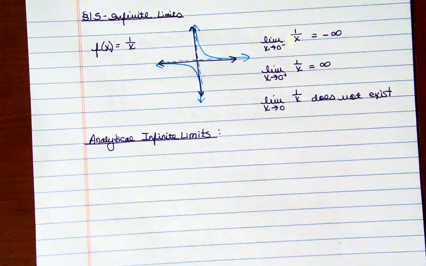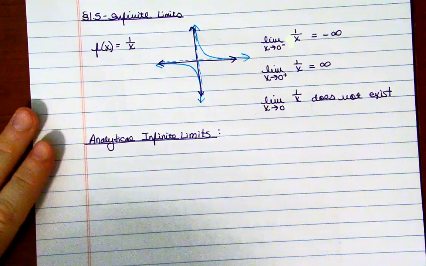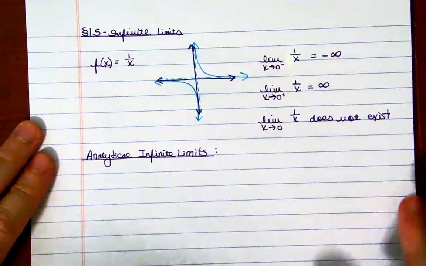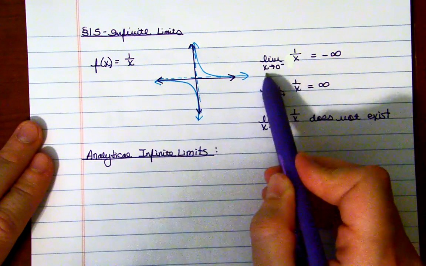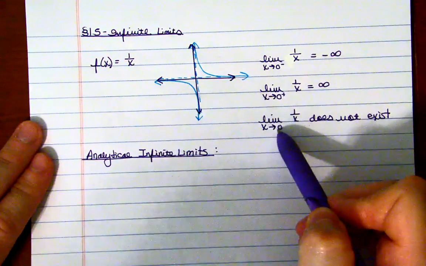So now that we know how to find these infinite limits from graphs and tables of values, we're going to look at how to deal with these things analytically, given a formula. First of all, in that example that I already showed you, we saw that we had those infinite limits as x was approaching 0 from various sides.